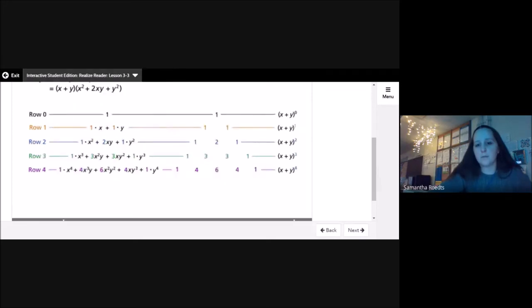Pascal's triangle is a triangular pattern of numbers. In this pattern, each number is the sum of the two numbers diagonally above it. For example, this 6 is the sum of the two 3's diagonally above it. If there is not a second number diagonally above in the triangle, think of the missing number as 0. So this 1 is the sum of the 1 and a hidden 0.